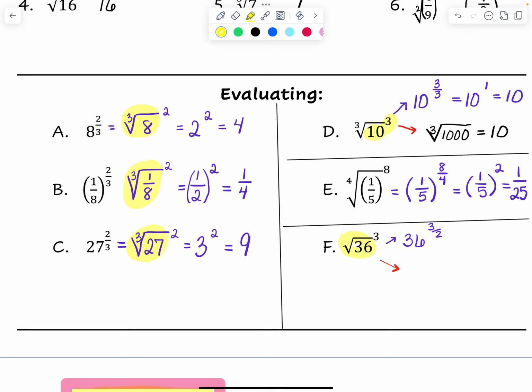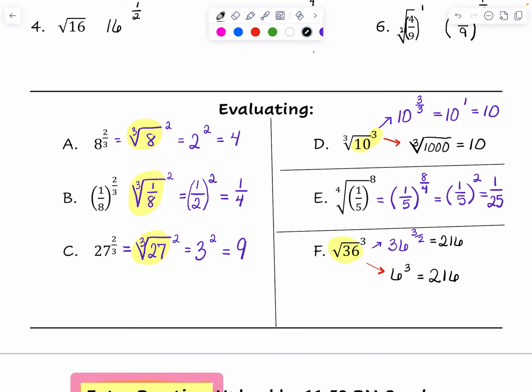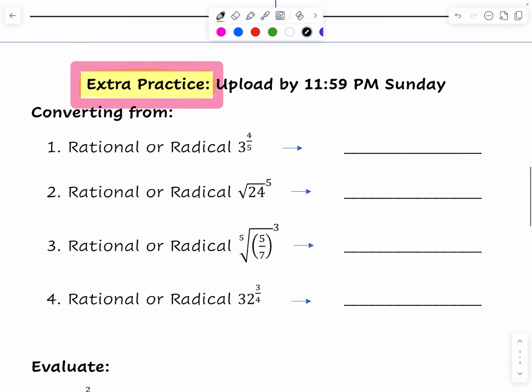So what is the square root of 36? Now remember, there's a little 2 here. They just don't write it. So what is the square root of 36? Well, the square root of 36 is 6. So then we have 6 to the third power. So 6 to the third power is 216. Okay, so that means that this one must also equal 216. But if we don't know it one way, we can go back, see what we can simplify, and find our second way. Now, like I said, there are 8 examples here for you to try.